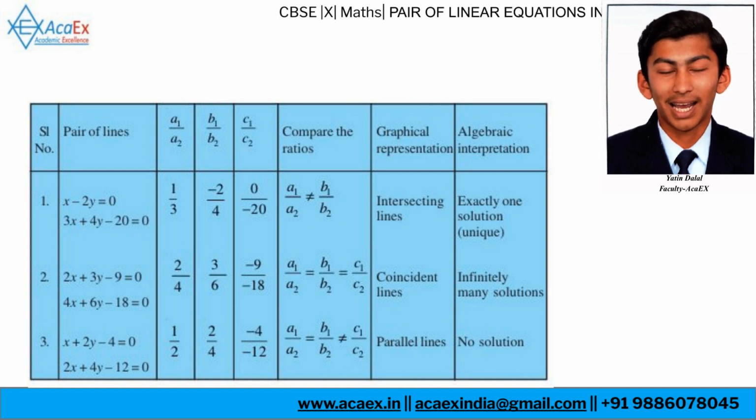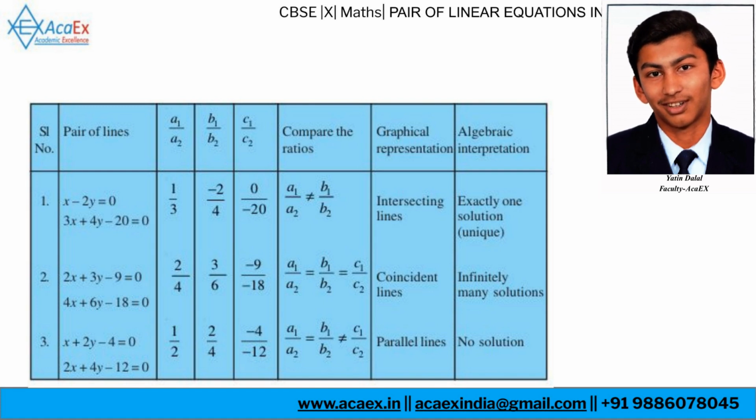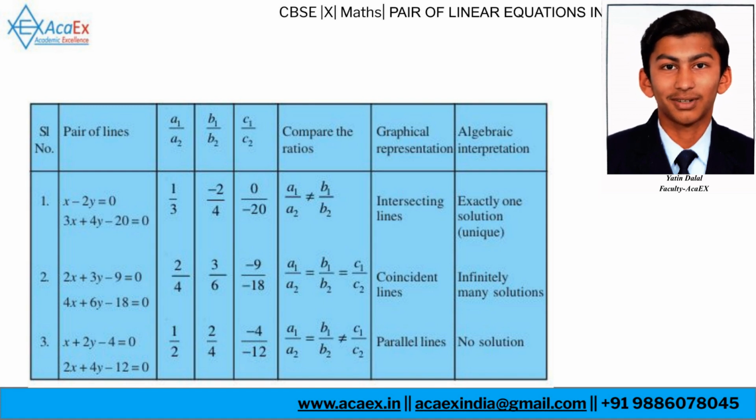We can determine the graphical representation by comparing the ratios of the coefficients of the two equations, which are in the form a1x plus b1y plus c1 equals 0 and a2x plus b2y plus c2 equals 0. For intersecting lines, the ratio a1 over a2 is not equal to the ratio b1 over b2. This gives exactly one unique solution. For coincident lines, the ratio a1 over a2 is equal to the ratio b1 over b2, which is also equal to the ratio c1 over c2. This gives infinitely many solutions.